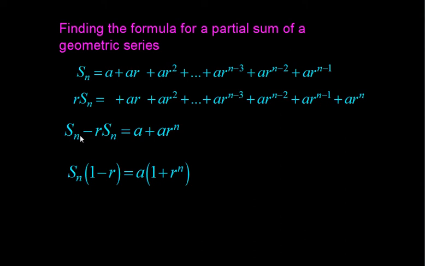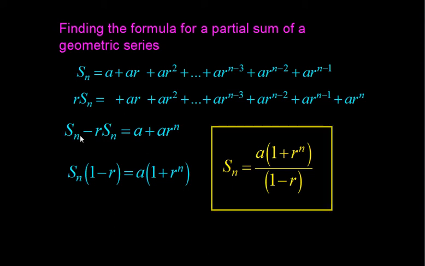Then divide both sides by 1 minus r, and we get a formula for the partial sum of a geometric series. All right, so that's important. You should make sure you memorize that. All right, let's go on to the next piece.